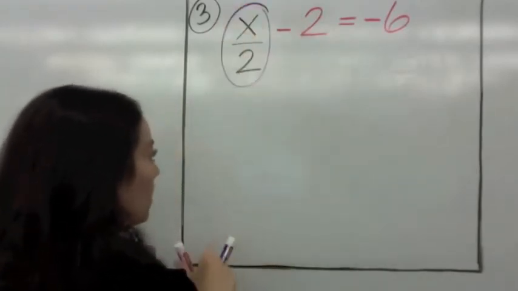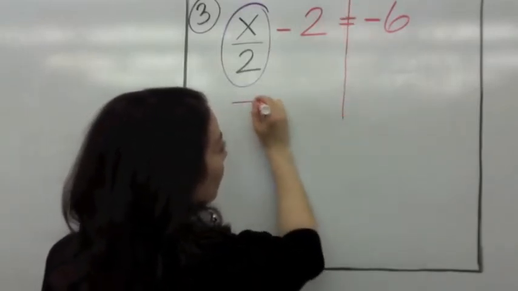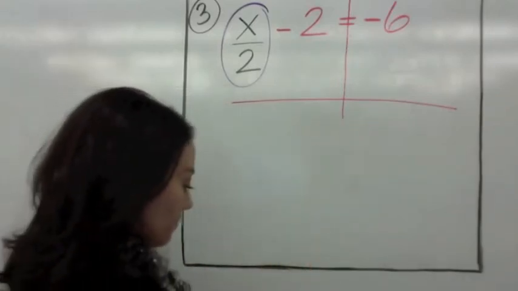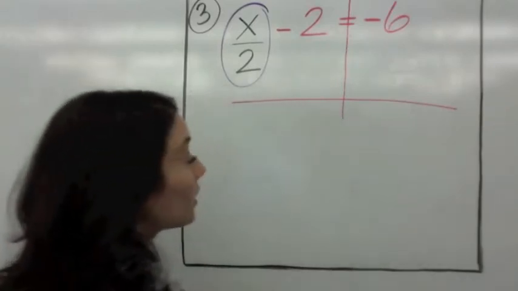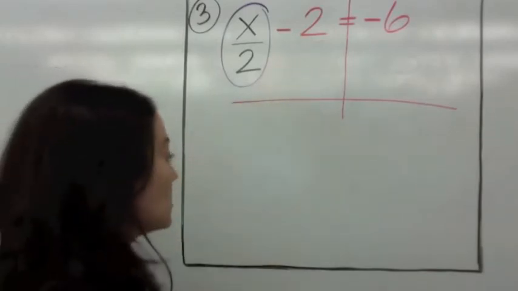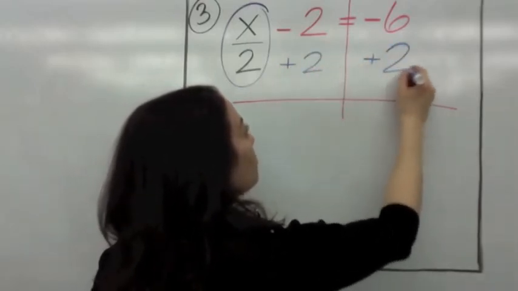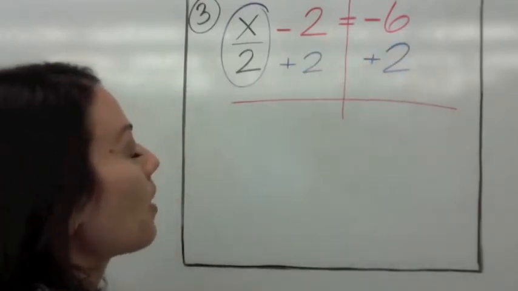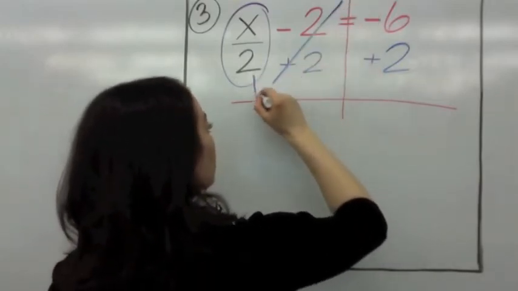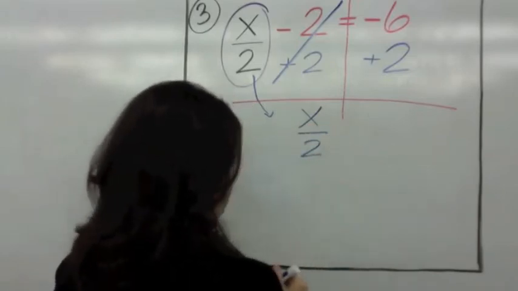All right. So we're going to circle the fraction and make a t. Then you ask yourselves, look at the number that's next to the fraction. What is the opposite of negative 2? It is positive 2. So you're going to add 2 to both sides. Now we're going to do the operations. A positive 2 and a negative 2 make 0. You're going to bring down the fraction, which is x divided by negative 2.